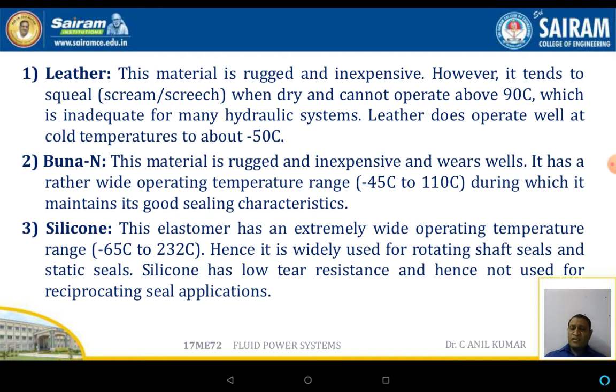The silicone. This is an elastomer with an extremely wide operating temperature, somewhere around minus 65 degrees centigrade to 232 degrees centigrade. Hence, it is widely used for rotating shaft seals and static seals. Silicone has a low tear resistance and hence is not used for reciprocating seal applications.